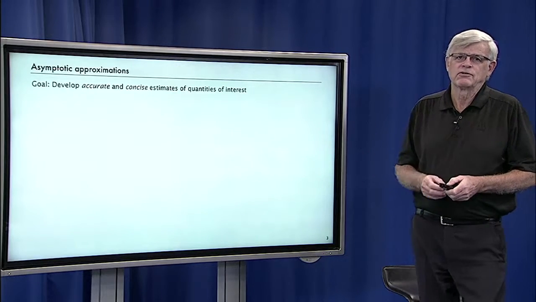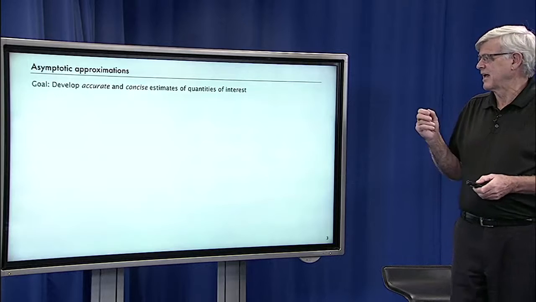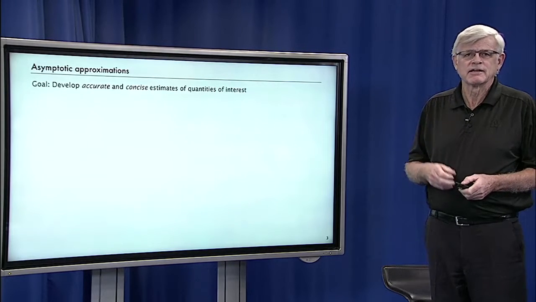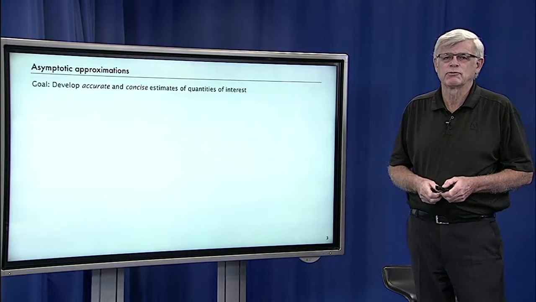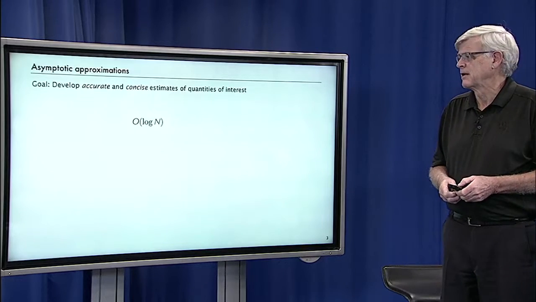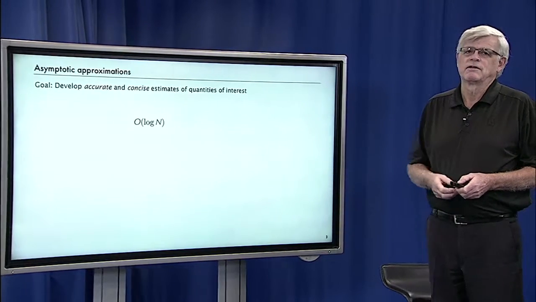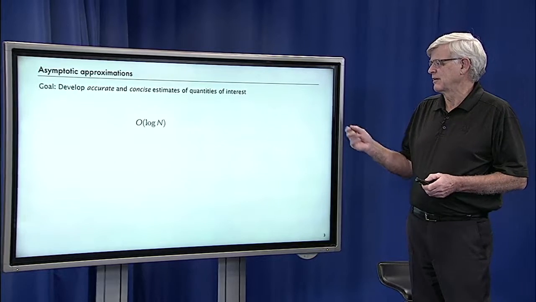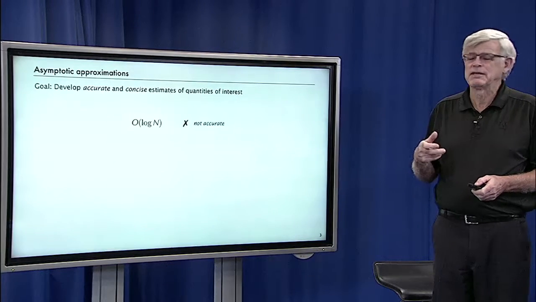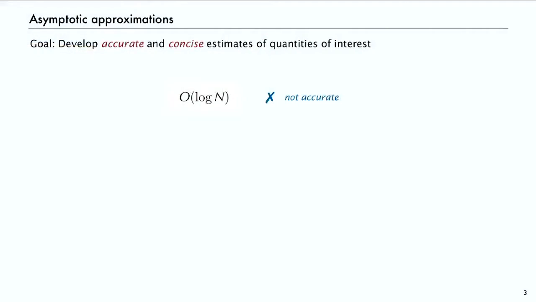So the goal is to develop concise and accurate expressions that give us good estimates of the quantities we're interested in studying. As I mentioned in the first few lectures, the big O notation is really not adequate for this. If you say big O of log n, it doesn't give you an accurate measure of the quantity. It's an upper bound and it's within a constant factor, and there's no way to get a precise estimate of what the quantity is.